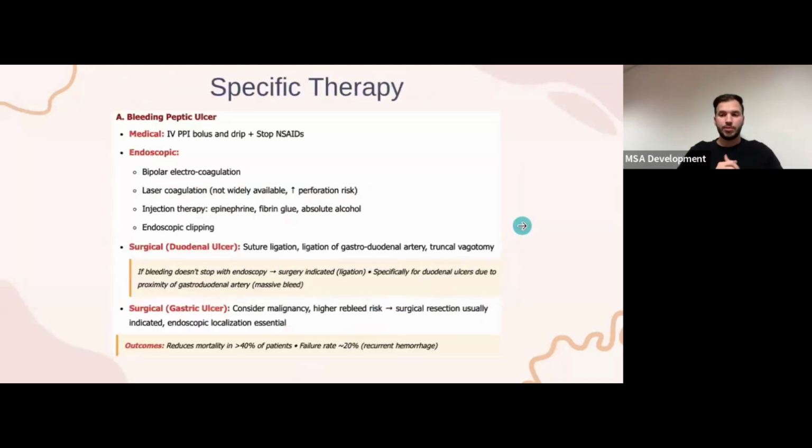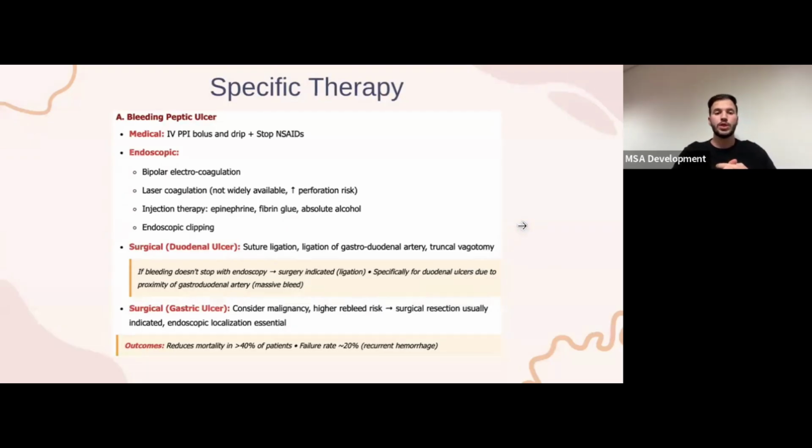Now, for the specific therapy, management of bleeding peptic ulcer disease, there's a process for it. First of all, we start with medication. We stabilize the patient with medicine. Then we go to endoscopic control. And finally, if that fails, we go to surgery. So first of all, we manage medically with IV PPI bolus, okay? And we also stop the NSAIDs.